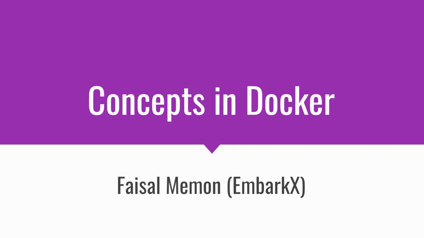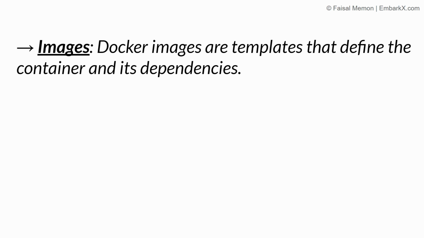So let us talk about and cement the understanding of some of the concepts that exist in Docker. The number one concept that we'll talk about is images. Docker images are like templates, or you can think of them like blueprints, that define the container and the dependencies that exist within a particular container. Images are the base on which containers are built. So you can say containers are built from images.